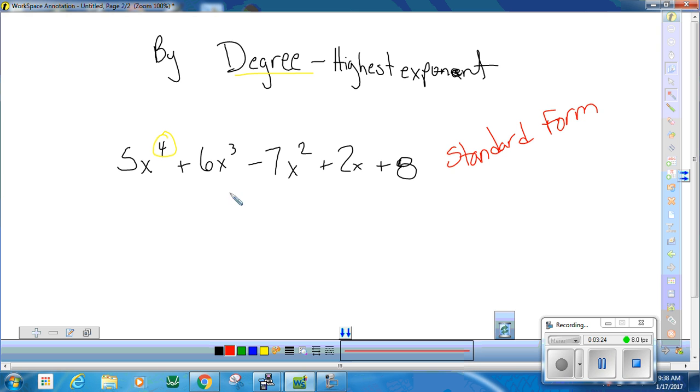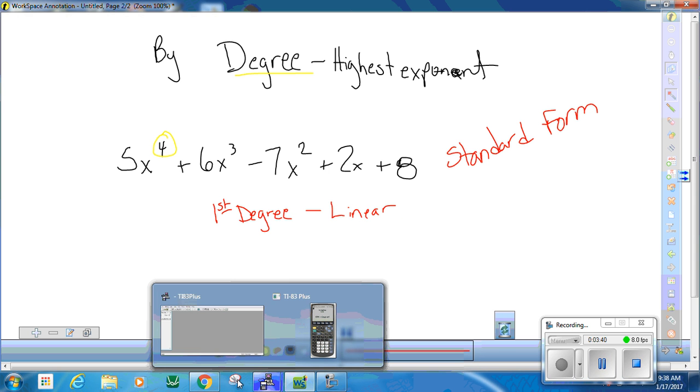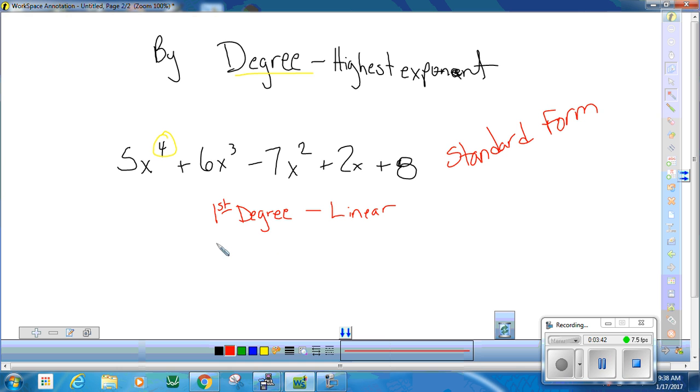So we have used some polynomials already. We have studied some polynomials already. For example, if it is a 1st degree, the highest exponent is 1. A 1st degree polynomial is a linear function. And we have studied linear functions. A 2nd degree polynomial is a quadratic function. We have studied the quadratic function. It's x squared is the highest exponent.